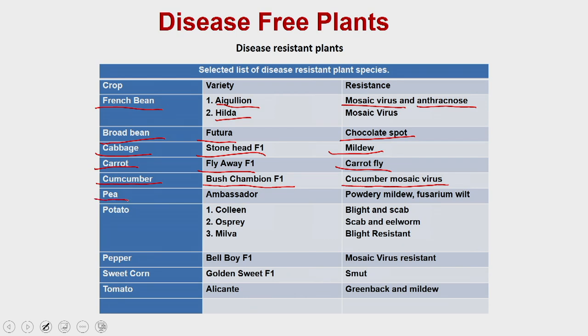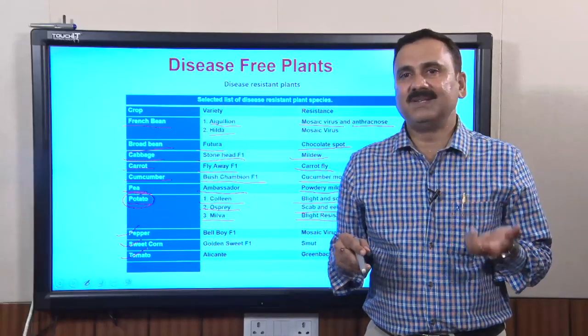Then we have the pea, Ambassador, which is resistant against powdery mildew or fusarium wilt. Then the potato is a very important vegetable. You have three varieties, Colleen, Osprey and Milwa, and all three have resistance against blight, scab and eelworm. Similarly, you have resistant varieties for pepper, sweet corn and tomato, and all these are varieties which people have developed for disease resistance.